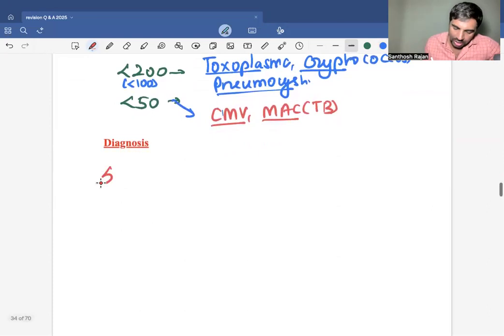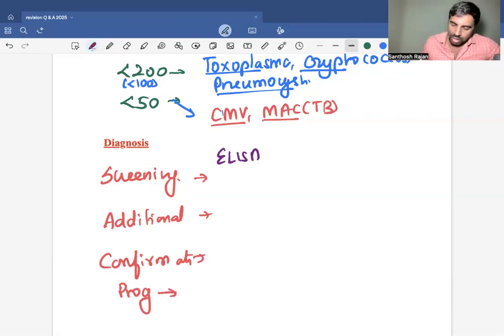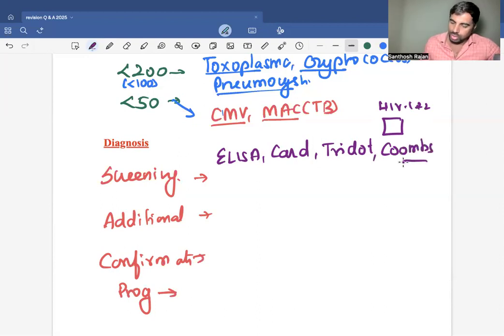And we know that for diagnosis, there is a screening test, an additional test, and then the confirmatory test. Three important tests we have, and for prognosis also. Screening, of course, you always do ELISA or the rapid card test, or the Tridot. Tridot has three dots; we can distinguish HIV 1 and 2 also. And the comb test. It looks like a comb, so many patients can be tested at the same time. So card test, Tridot, and comb test.